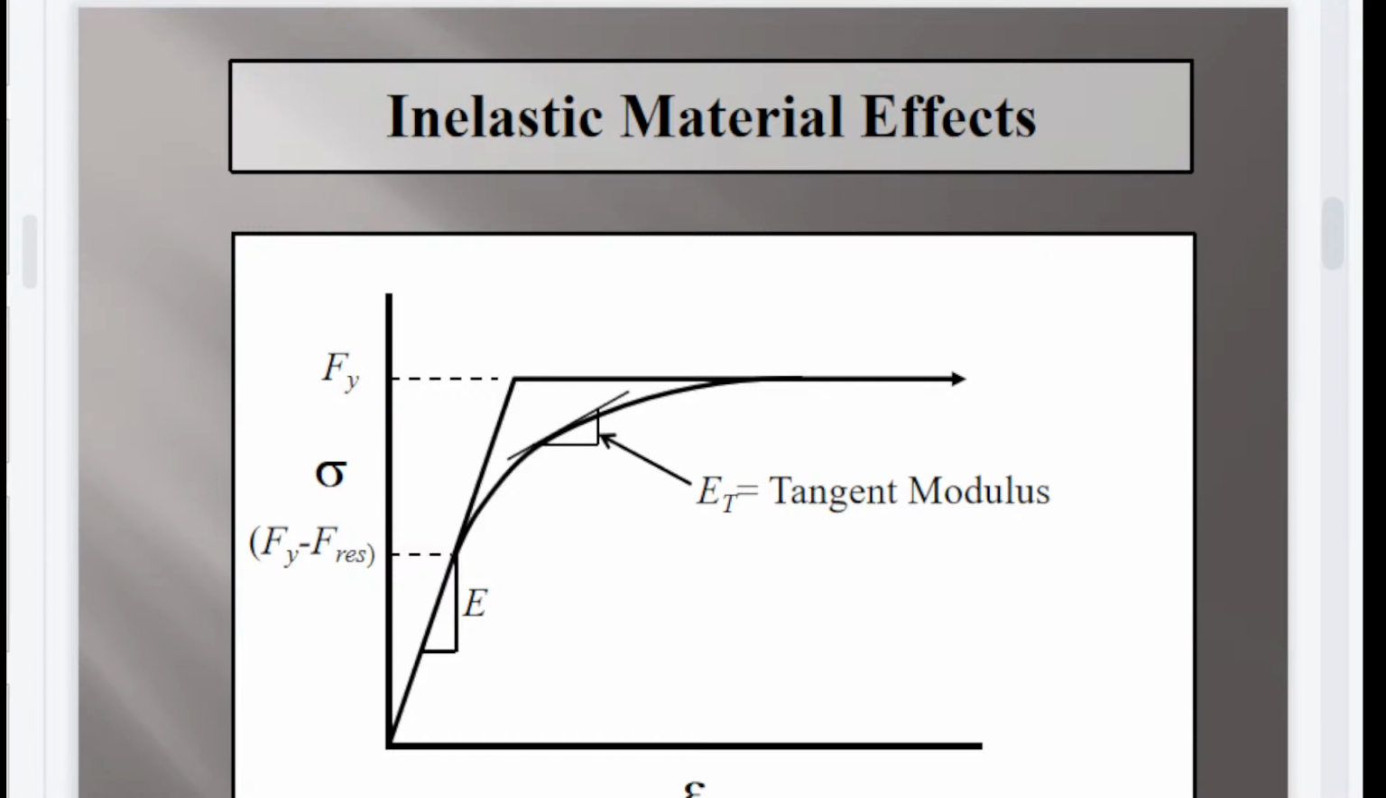Then let's go to inelastic material effects, about this type of materials. We have the stress strain curve. We have the yield stress. Then we have the modulus of elasticity, and we have this curve. So this is the ideal and this is the actual, ideal and theoretical. So the tangent modulus.